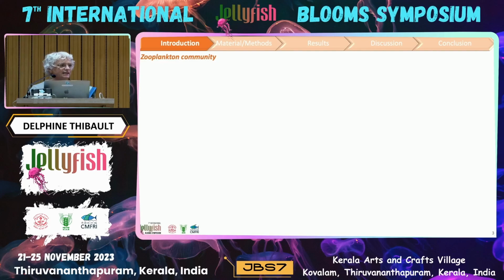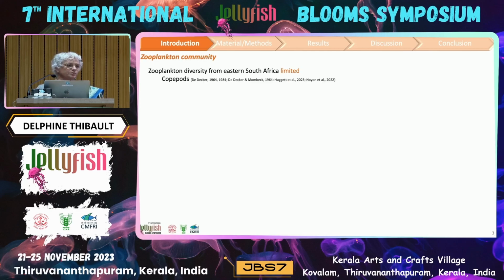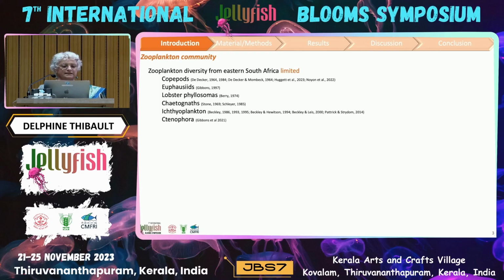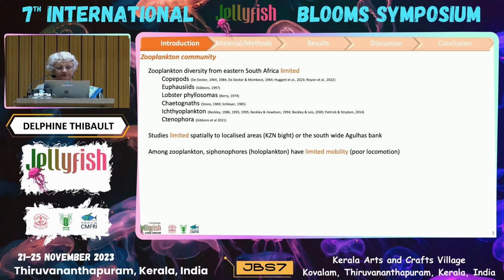The zooplankton community is actually not very well known. There's only a little data available. On copepods there are a few papers, and most of them look at the Agulhas Bank, on the south part of that coast. A few from Mark Gibbons on euphausiids, lobsters, chaetognaths and ichthyoplankton. There's one paper by Mark looking at ctenophores, but basically it's very limited. There are not many projects looking at the whole transect of the Agulhas Current.